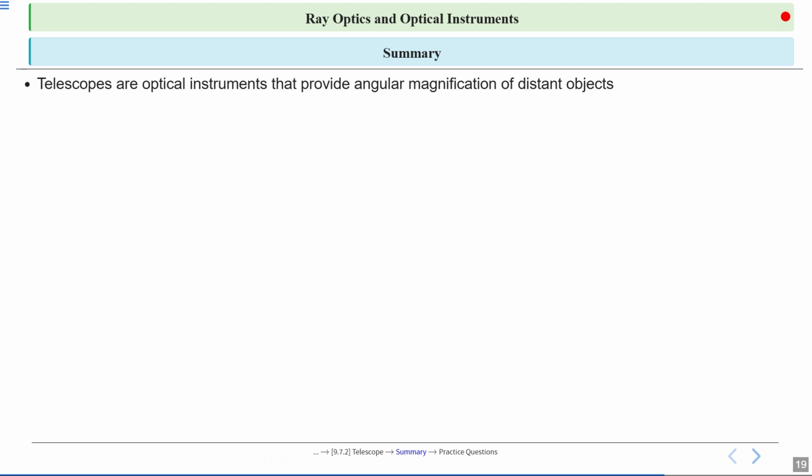So let's see the summary. A telescope is an optical device that brings distant objects closer to our eye. Let's dive into types of telescopes. There are two main types of telescopes: refracting telescopes, which use lenses, and reflecting telescopes, which use mirrors. Understanding the difference between these two is crucial as it affects how they gather and focus light.